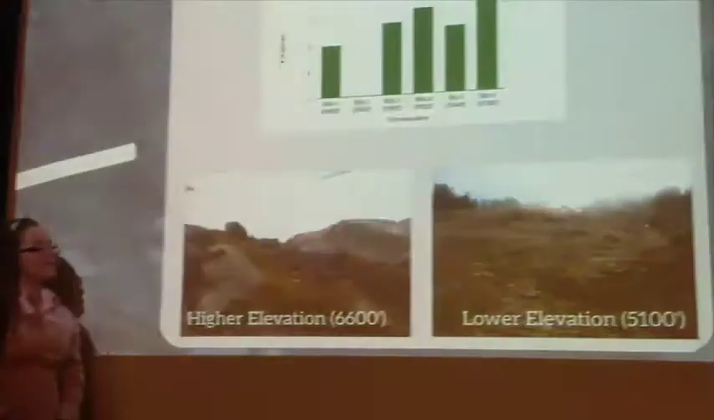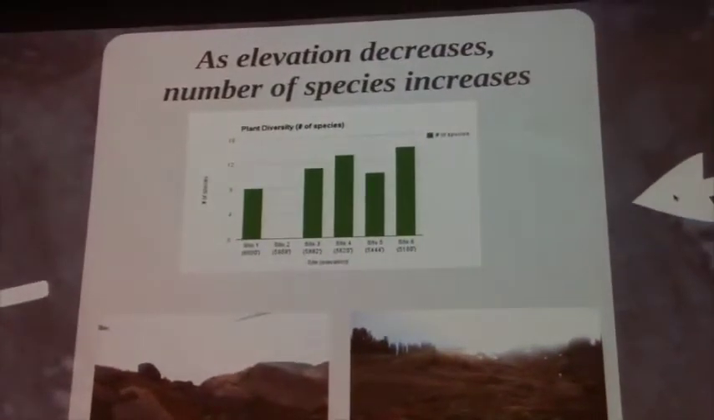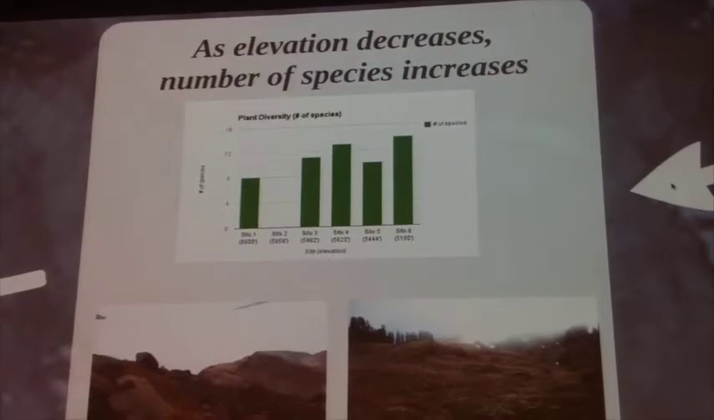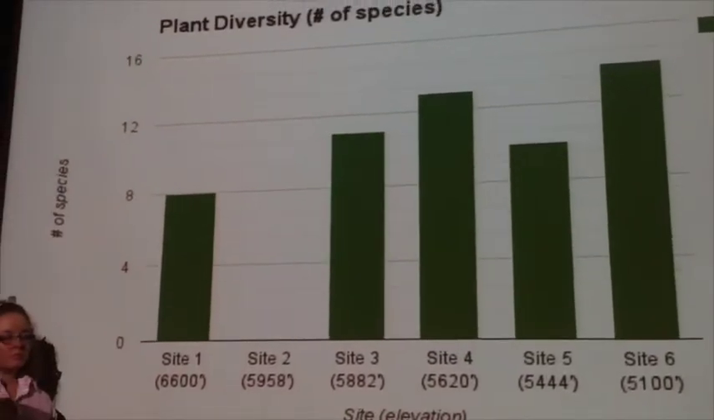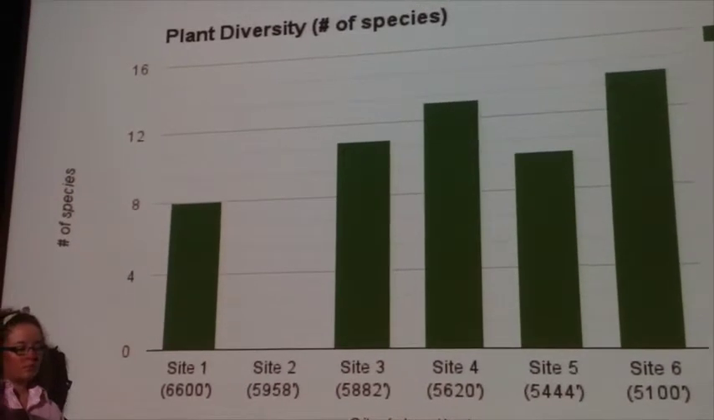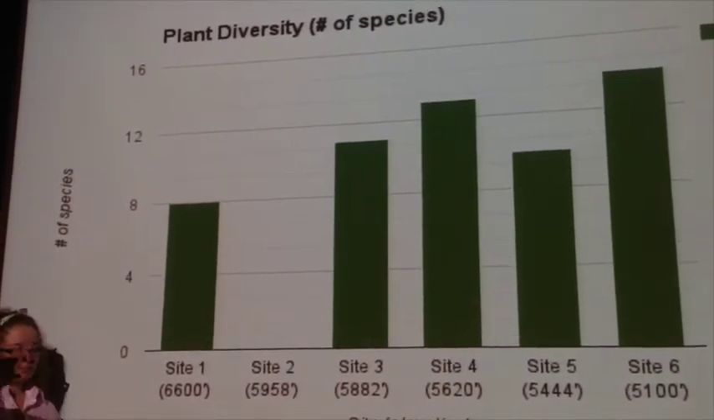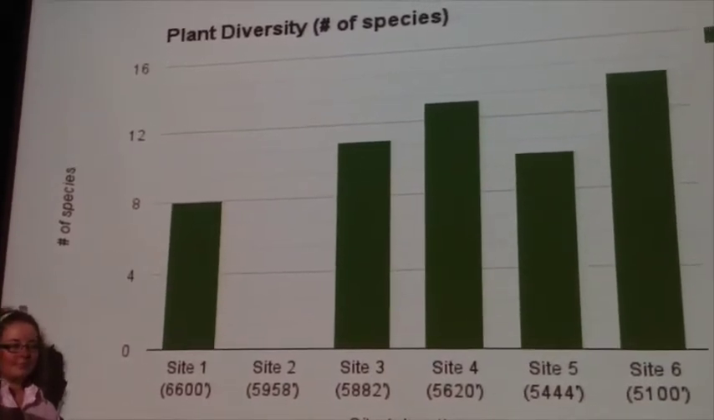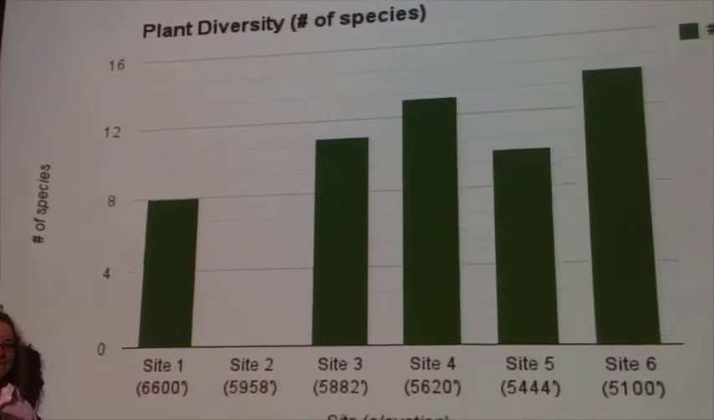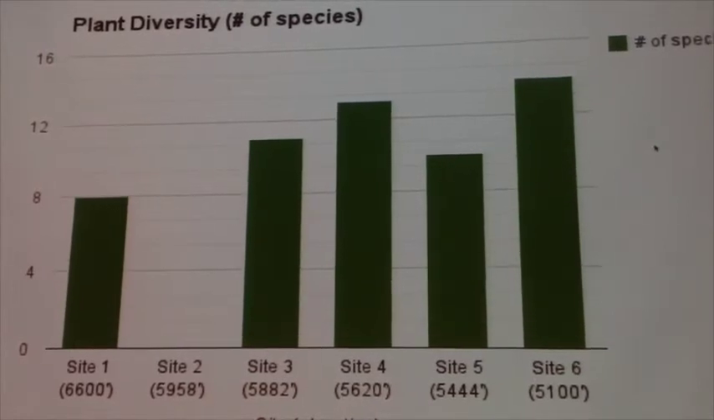And the next point that we focused on was as elevation decreases, the number of species increases. So that first graph just shows you that as we went lower and lower, there were a lot more plants present. And at Site 2, there was a very similar amount of diversity in species, so we decided not to collect many there. But as you can see, it's a trend upwards, and so that just means there's a lot more different kinds of plants everywhere that you go.